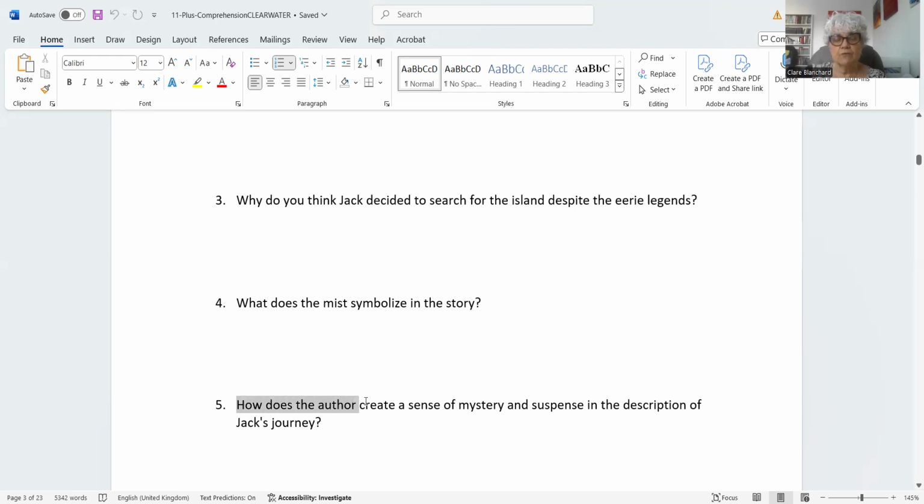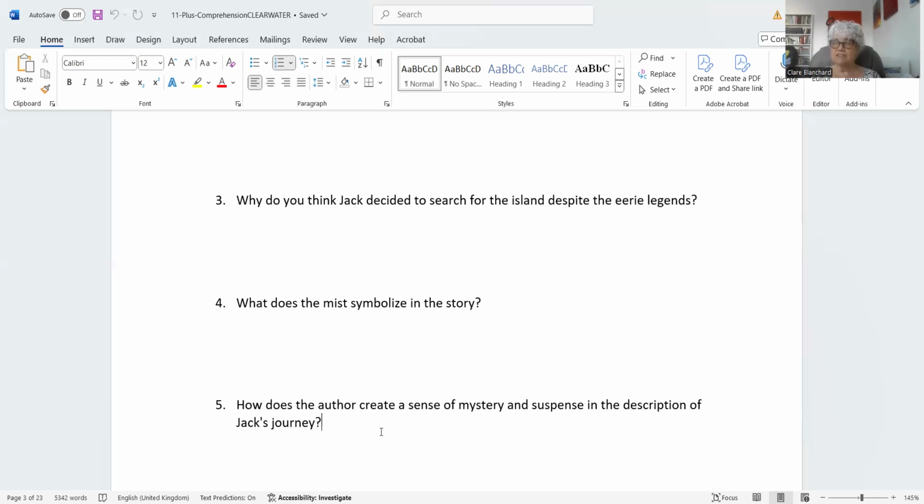How does the author create? So this one needs to be written in bold in your notebooks if you're keeping notes. Any question that starts with the words, how does the author, is looking for language techniques and literary devices. So what we are being asked to discuss here are literary techniques and language techniques.